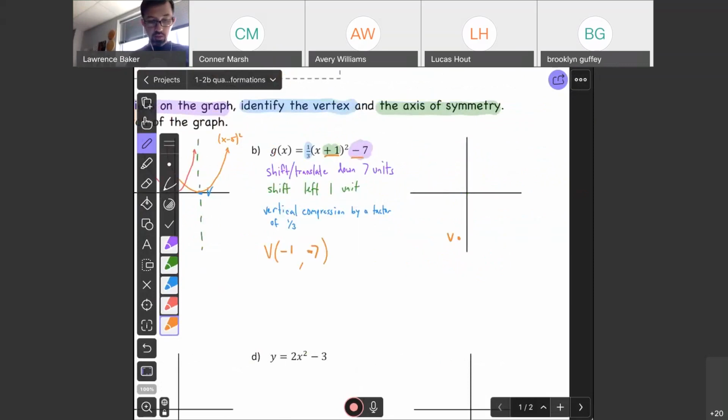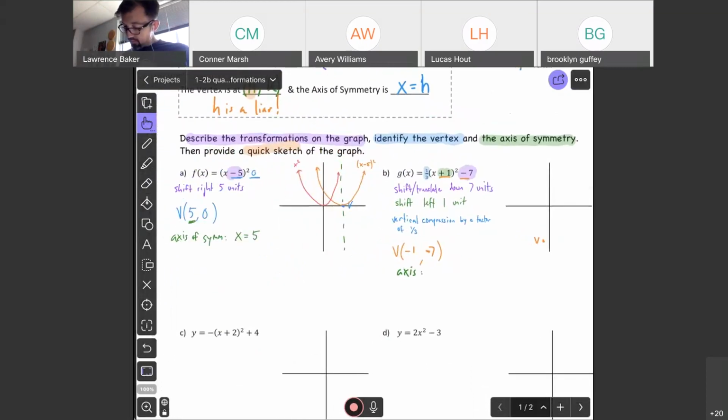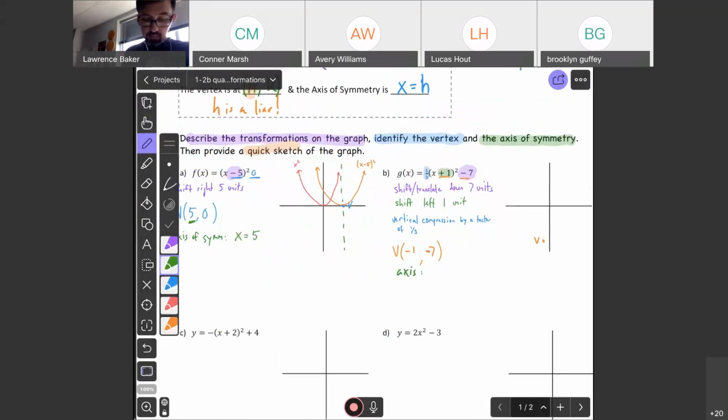All right, last piece of information here is the axis of symmetry. So where's our axis? Needham, where would the axis of symmetry be? Close. -1? -1. How do you know it's -1? Because when you have the x plus 1, you switch that, so it's -1.